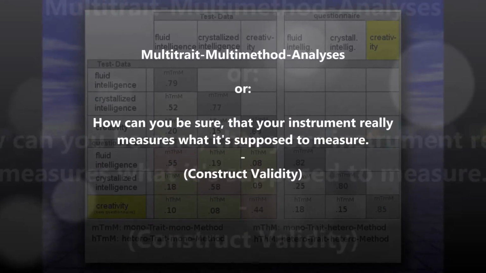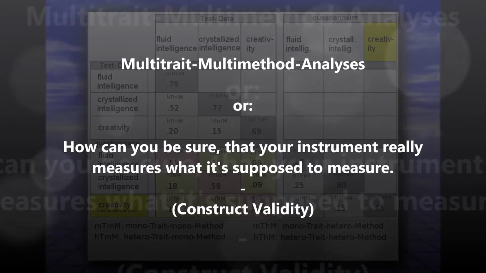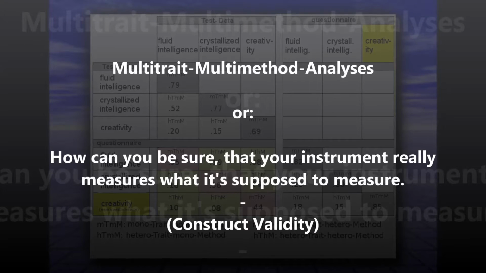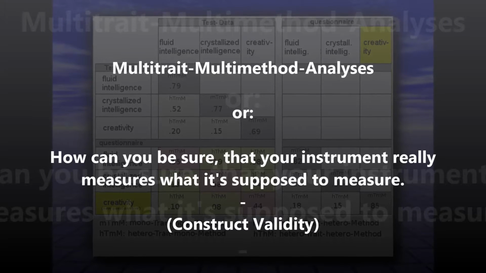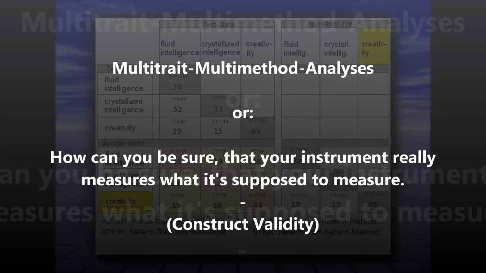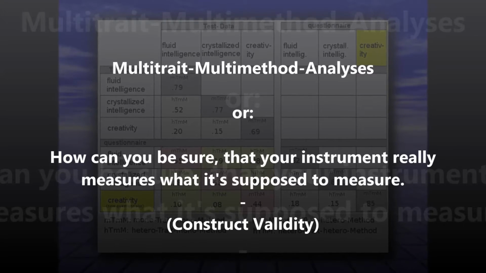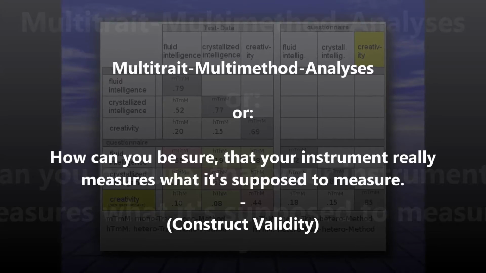Multitrait Multimethod analysis, or how can you be sure that your newly developed instrument really measures what it's supposed to measure? Keyword: construct validity.